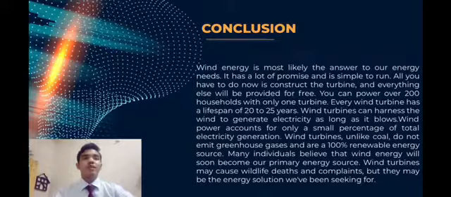Wind turbines can harness the wind to generate electricity as long as it blows. Wind power accounts for only a small percentage of total electricity generation. Wind turbines, unlike coal, do not emit greenhouse gases and are a 100% renewable energy source. Many individuals believe that wind energy will soon become our primary energy source. Wind turbines may cause wildlife deaths and complaints, but they may be the energy solution we've been seeking.